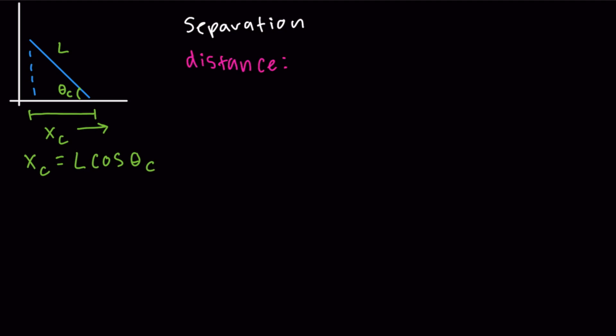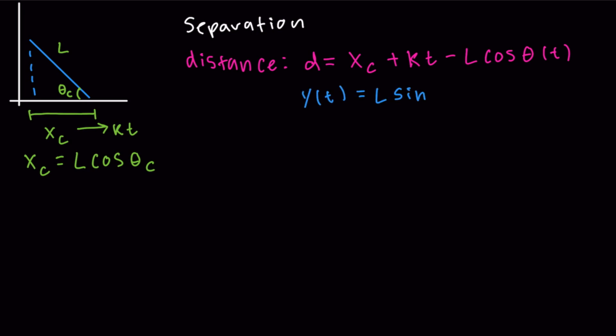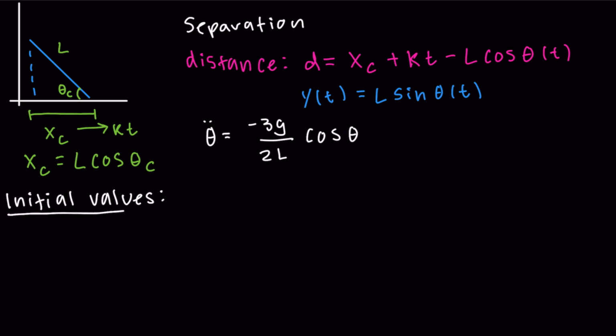So the distance from the wall to the upper end of the ladder will be d is equal to xc plus kt minus L cosine theta at this time. It's xc plus kt because the base moves at constant speed k. Additionally, by the figure, we have y(t) is equal to L sine theta. From before, we have theta double dot for losing contact with the wall, and we also have our initial values.